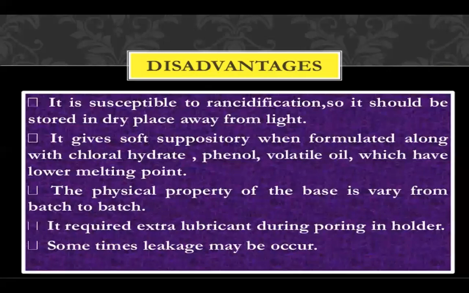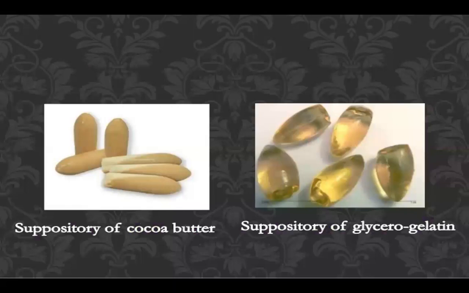It gives a soft suppository when formulated along with chloral hydrate, phenol, or volatile oils, which have a lower melting point. The physical property of the base is very firm, which is hard to wedge. It requires extra lubricant during pouring in the holder. Sometimes leakage may occur. So you can see the various pictures of the cocoa butter suppository and the glycerogelatin suppository, which is a little bit transparent. This is a suppository of cocoa butter. You can see over there.